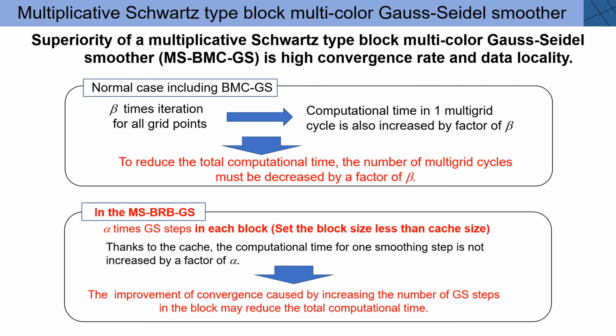The superiority of a multiplicative Schwarz type block multicolor Gauss-Seidel smoother is its high convergence rate and data locality. If we apply existing smoothers beta times, it requires beta times the computational cost per iteration. To reduce the total computational time, the convergence rate of the multigrid method must be increased beta times. In the MS-BMC-GS, we apply alpha GS steps to each block repeatedly. Thanks to the cache, the computational time for one smoothing step is not increased by a factor of alpha. The improvement of the convergence rate caused by the increasing number of GS steps in the block may reduce the total computational time.